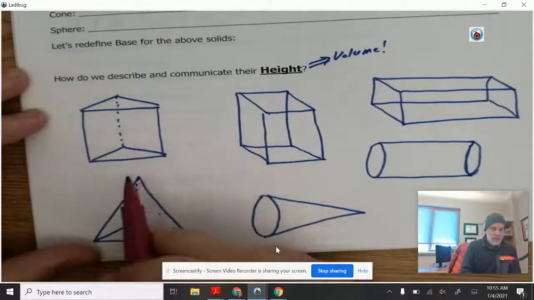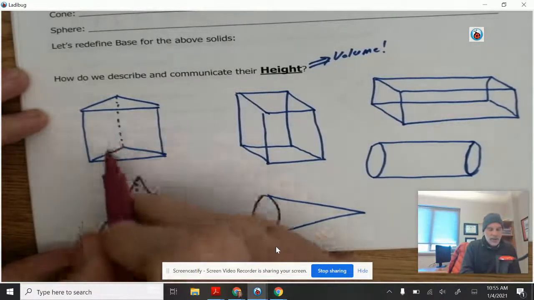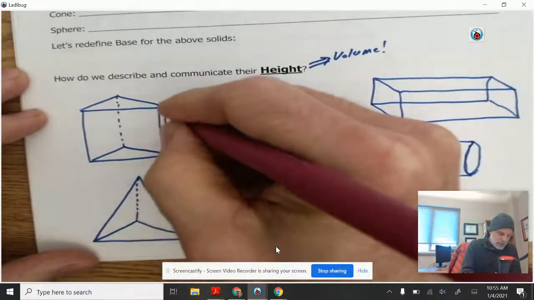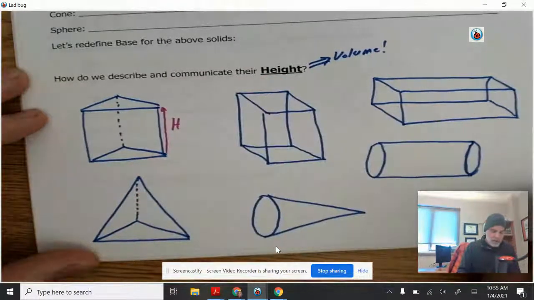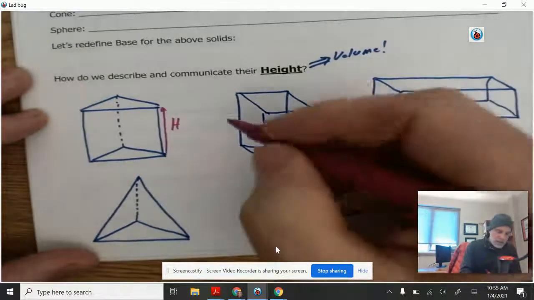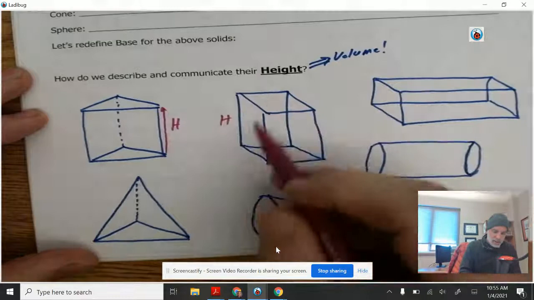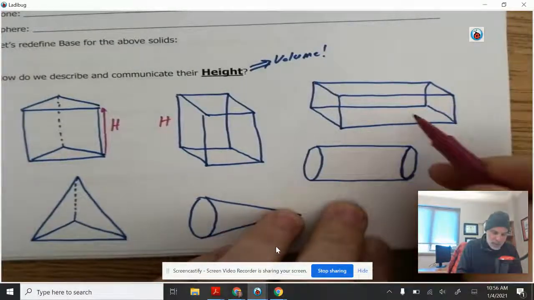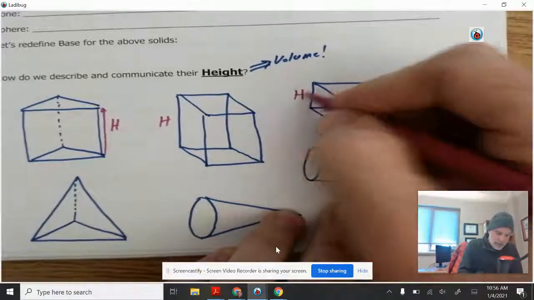So I would say, if this triangle was stacked all the way up, the distance that we stack this from here to here would be considered the height. How far did we stack it? 8 inches, whatever. Okay. And that's pretty easy to see on a lot of these. This would be the height. Okay. This one right here has a rectangle on the bottom. This would be its height.